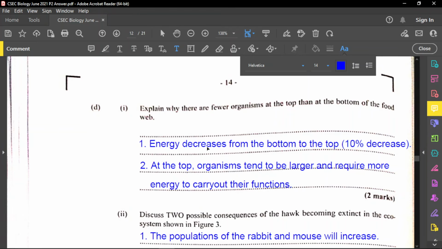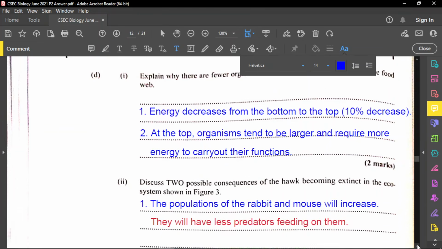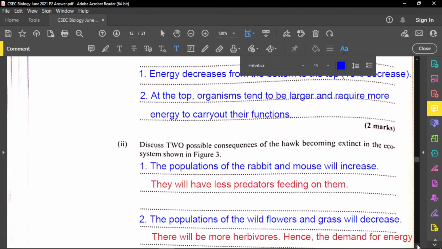And so the next thing here is that at the top, organisms tend to be larger and require more energy to carry out their functions. And so if there are more consumers than producers, then definitely some of them will not have food. They have to compete for the same thing. So as they go up the food web, they must be fewer in number to decrease competition for food or resources. And so hence energy can be used effectively if you have less competition for the same resource.